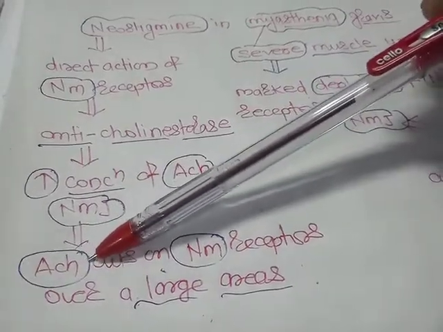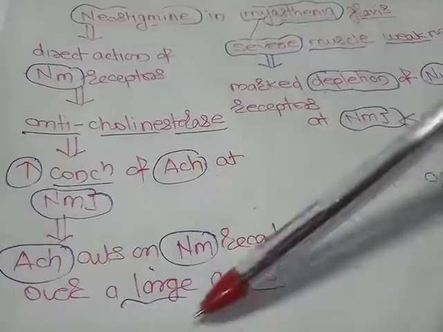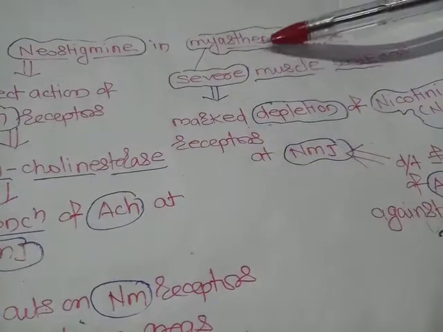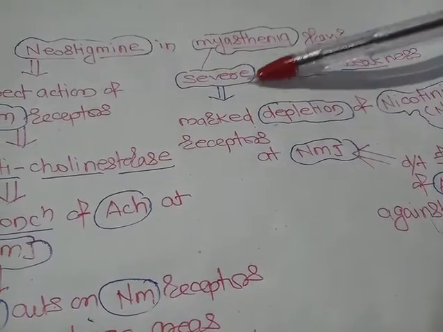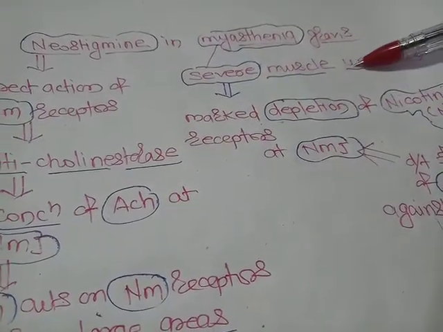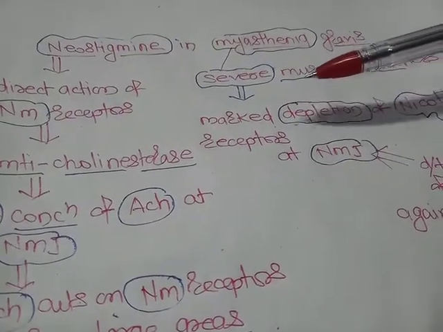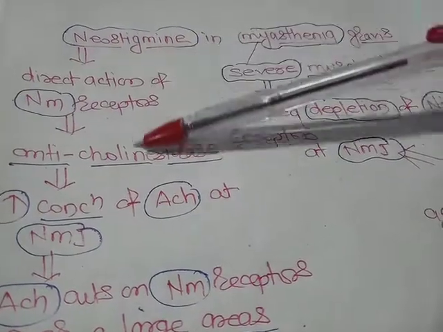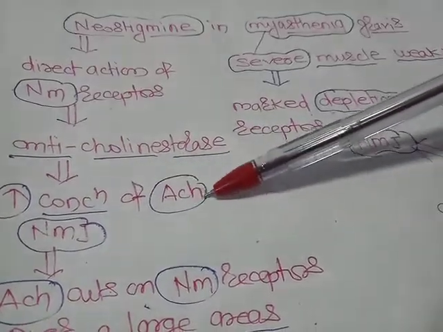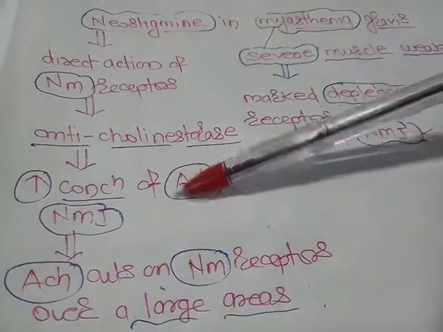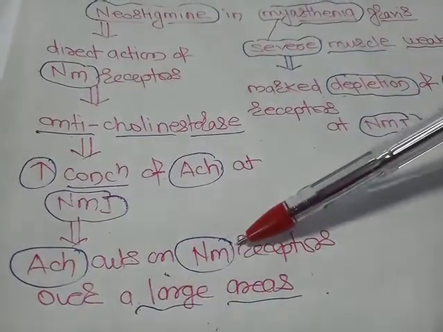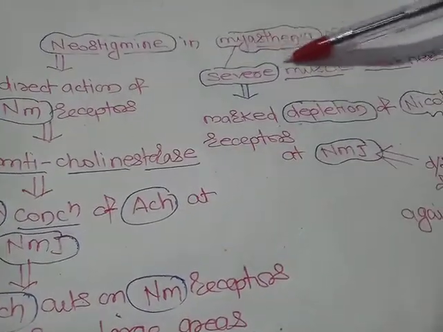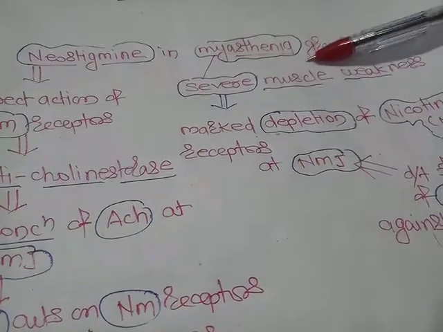So now acetylcholine acts on NM receptors over a large area, and that's how we can use neostigmine in myasthenia gravis, in which there is a severe muscle weakness. Here you can improve the situation by giving neostigmine, because there is an increased concentration of acetylcholine at the neuromuscular junction. Now acetylcholine acts on NM receptors over a large area, and there is an improvement in the severe muscle weakness of myasthenia gravis.